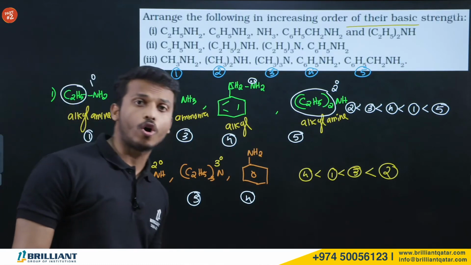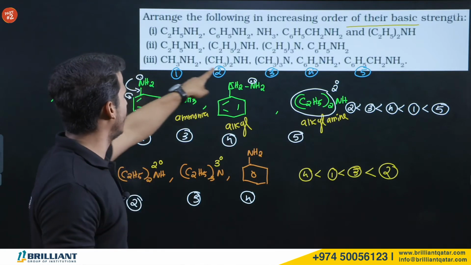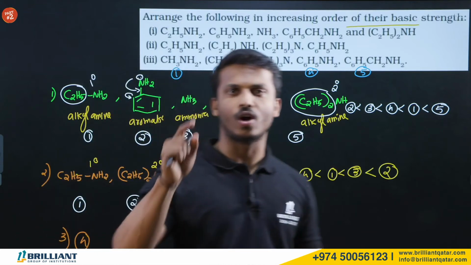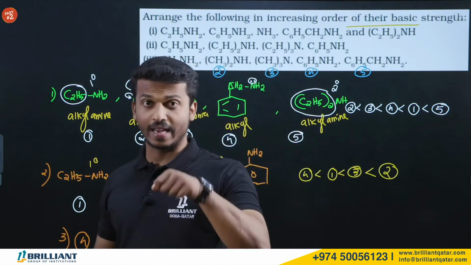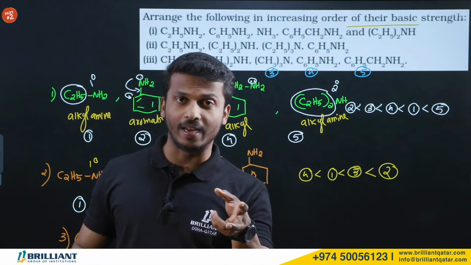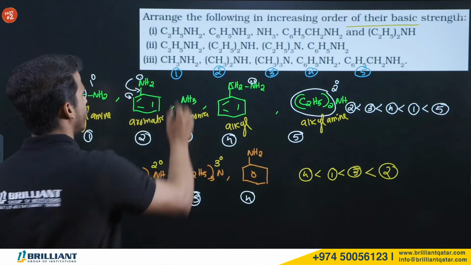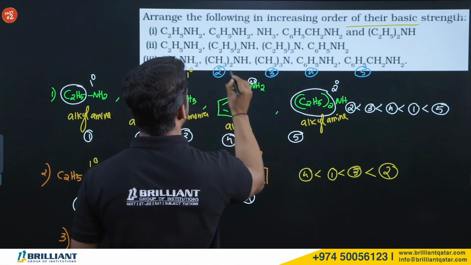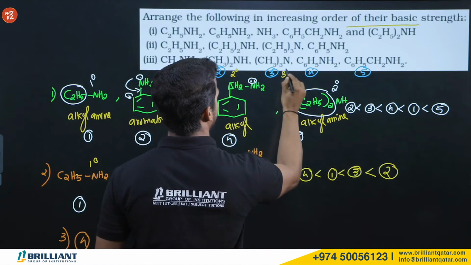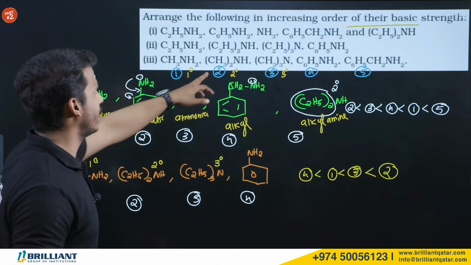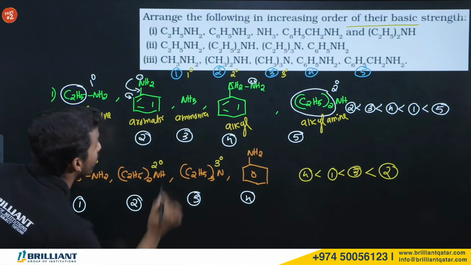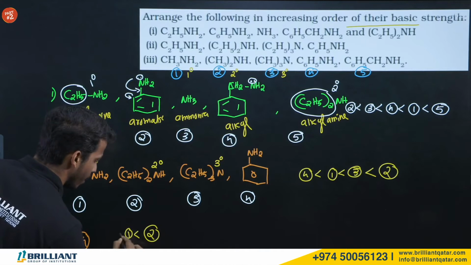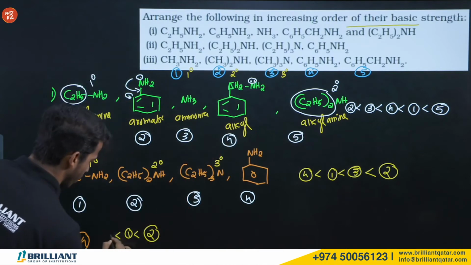Which is the more basic one? Dear student, this is the alkyl group here. Which alkyl group? Methyl. When methyl group is coming as a branch, the order of basic character we studied: secondary greater than primary greater than tertiary. So here this is a primary amine, this is a secondary amine, this is a tertiary amine. Among that, secondary is more basic. So we can say the second one is the more basic. After that, primary, which means the first one. After that, tertiary, that is your third one.